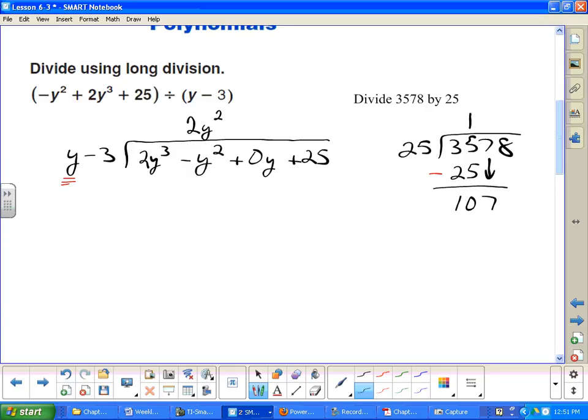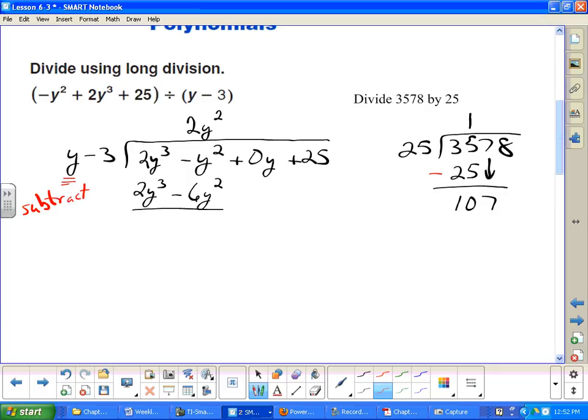Then I multiply. I'm going to multiply 2y squared by both of these, not just the y, but by both of them. So 2y squared times y is 2y cubed. 2y squared times negative 3 is negative 6y squared. Now, when we got to 25 over here, what did we do then? We subtracted. So the same thing is here. We're going to subtract.